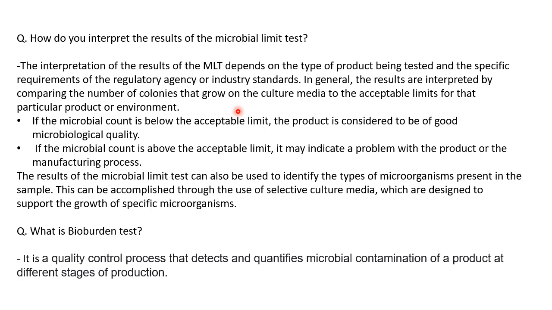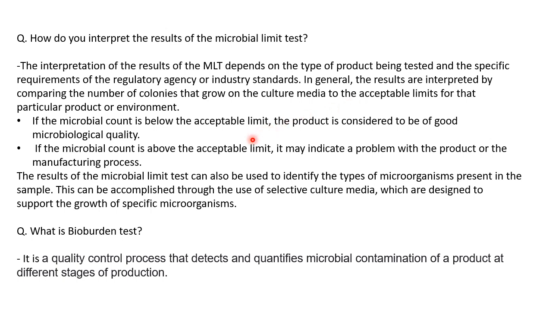So number of colonies, you have to count them, right? And the ones which grow on your culture media, those are the viable microbes. And then you have to compare it with the acceptable limits for the particular product or environment. The acceptable limits are specified, so we refer to the pharmacopoeia, US pharmacopoeia, European pharmacopoeia, and depending on that we prepare the SOP, and in that SOP the acceptable limit is given. So we compare the number of colonies growing on our plate to that acceptable limit, and depending on that we give pass or fail to a product.